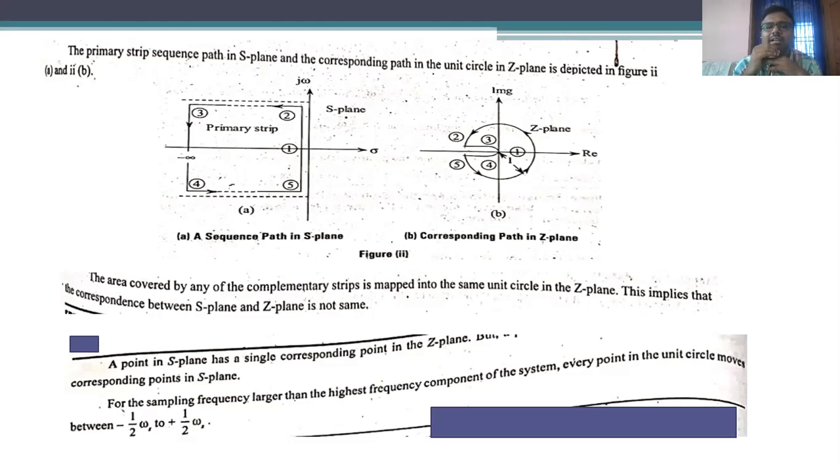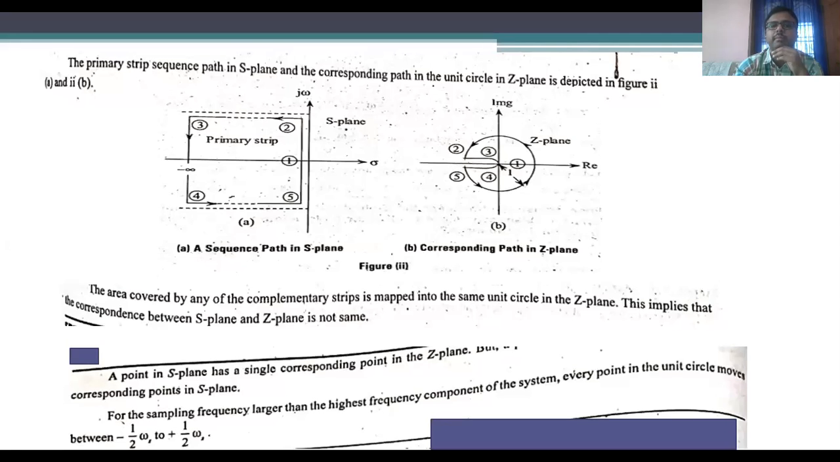That means in the case of the primary strips, there will be correspondence between the z plane as well as the S plane. In order to determine the highest frequency component of the system, that particular pole has to be moved between the region of omega s divided by 2 to minus j omega s divided by 2, which is called the primary strip of the system. So these are the concepts regarding the primary strips as well as the complementary strips.